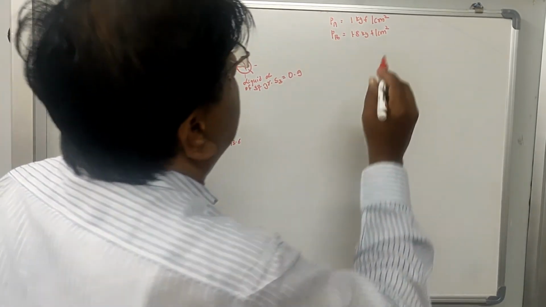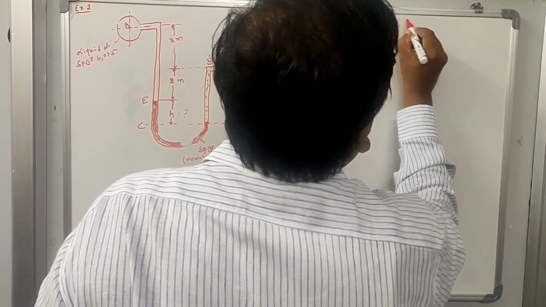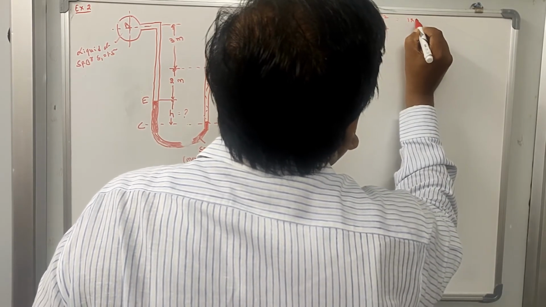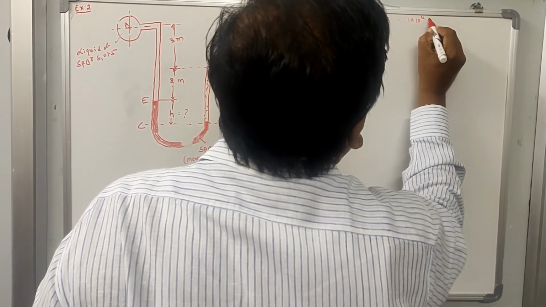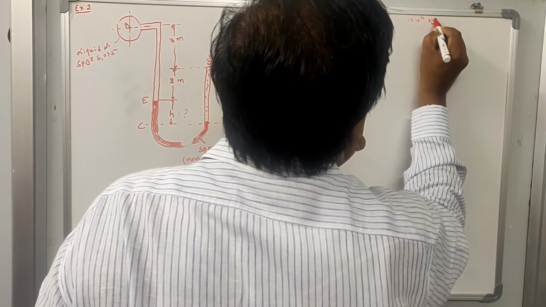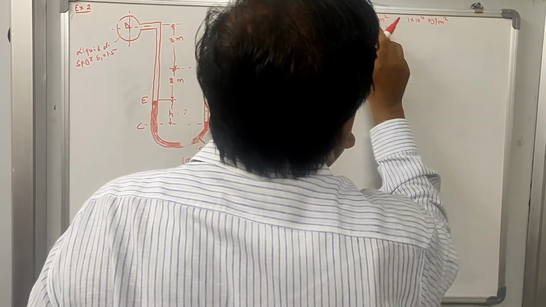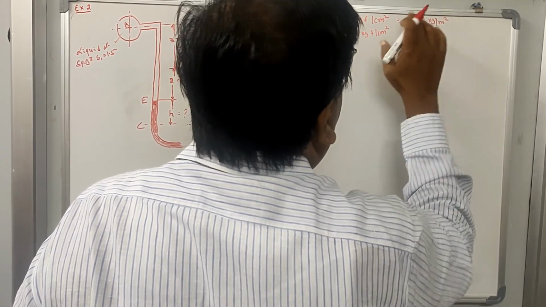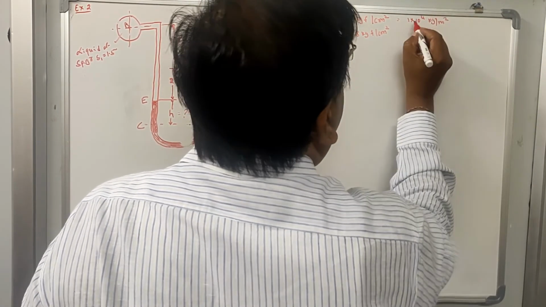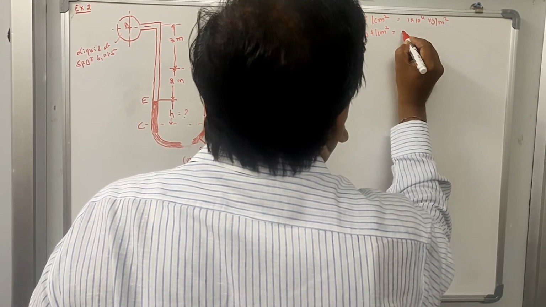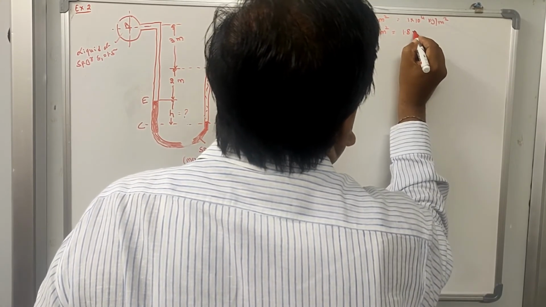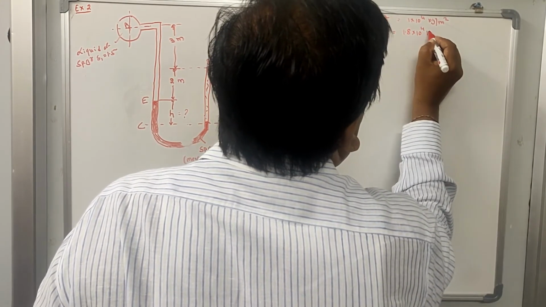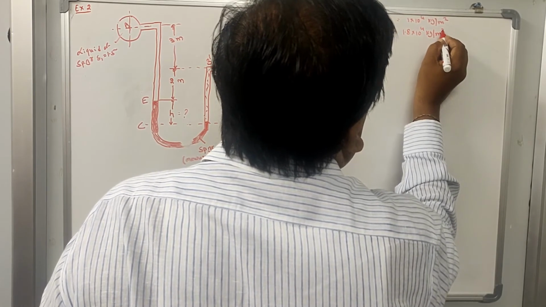Okay, so that is 1 into 10 raised to 4 kg per meter square. Centimeter square I am converting to meter square, so 1 by 100, 1 by 100, so you take that, it is 1 into 10 raised to 4. 1.8 into 10 raised to 4 kg per meter square.